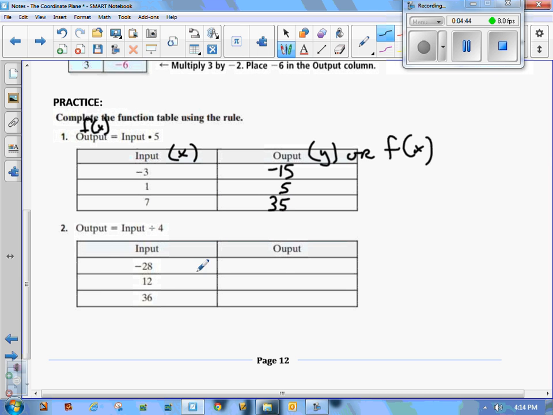And you can do the same thing here. So I want you to pause the video, take a minute, and complete this function. Remember, the output's f of x. Your input is x. That helps. This is x.